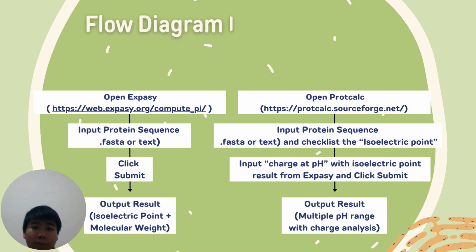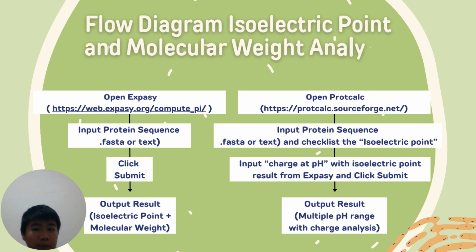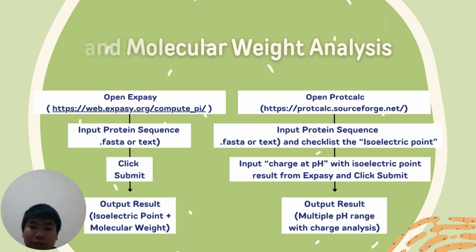This is the flow diagram of isoelectric point and molecular weight analysis. Firstly, we need to open the ExPASy website and input the protein sequence. Click submit, and we will get the output result, including isoelectric point and molecular weight. After that, we need to open the ProtCalc website, input the protein sequence, and check the isoelectric point. After that, input the charge at pH with the isoelectric point result from ExPASy and click submit. The result will be multiple pH ranges with charge analysis.